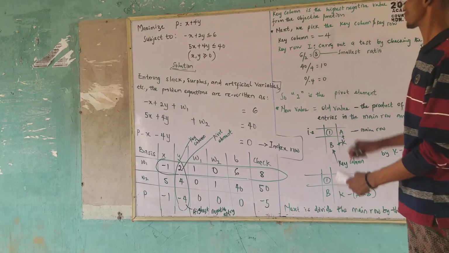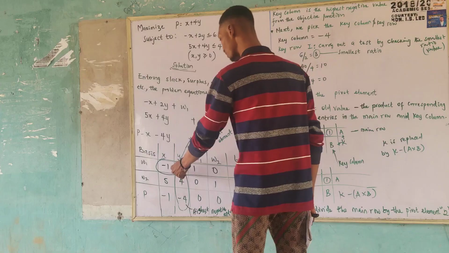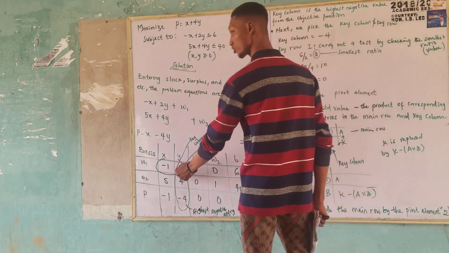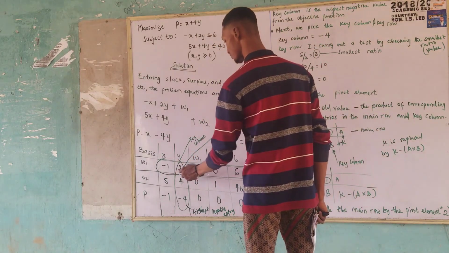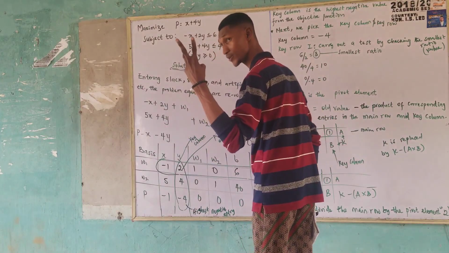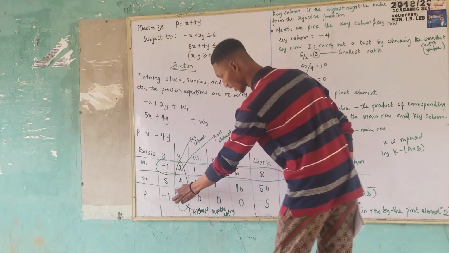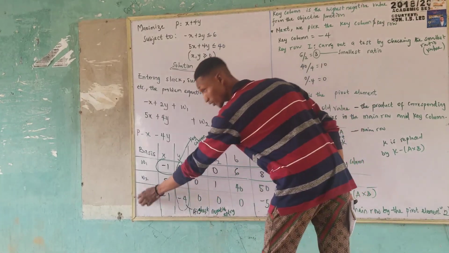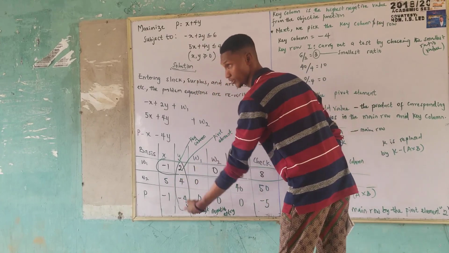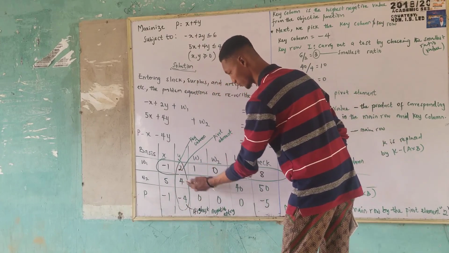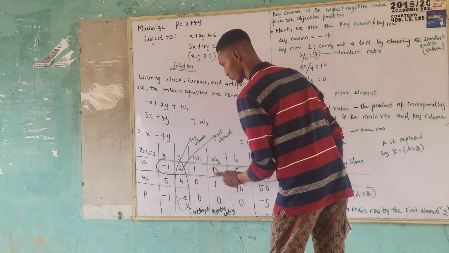So that will give me the pivot. So I obtain the lowest ratio. That means it is what? Because 6 divided by 2 gives the lowest, okay? So I will circle here. So you're either here or here, but in this case it's here. So this is my key row.